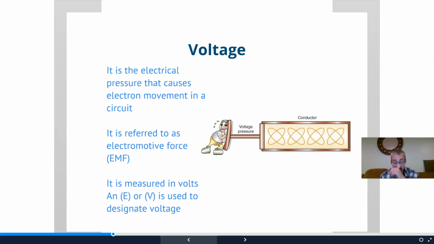If I put 12 volts to something, those electrons are going to move. I put 50 volts to it, and they're going to move faster. I put 100 volts to it, they're going to move a lot faster. I put 1,000 volts to it, and they're going to burn up, and it's going to turn into a big fire, right? But voltage is the electrical pressure that causes the electron movement in a circuit. It's referred to as EMF, electromotive force. It's measured in volts. An E or a V is used to designate voltage. So voltage is the pressure that gets things moving.